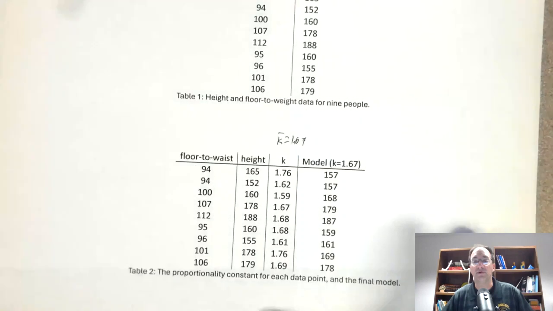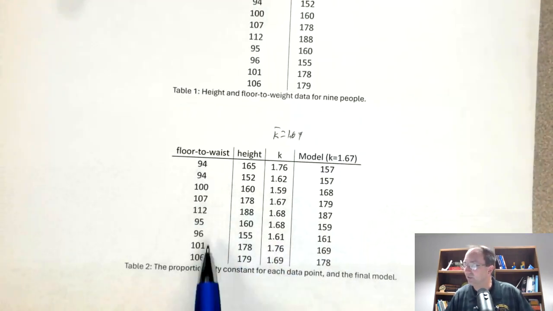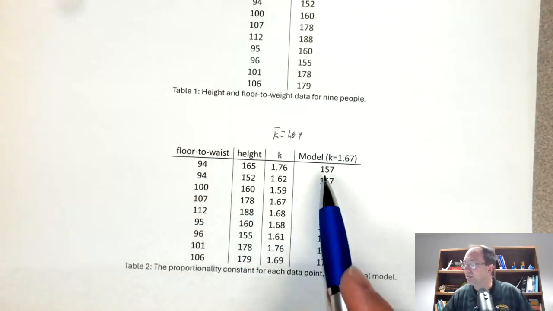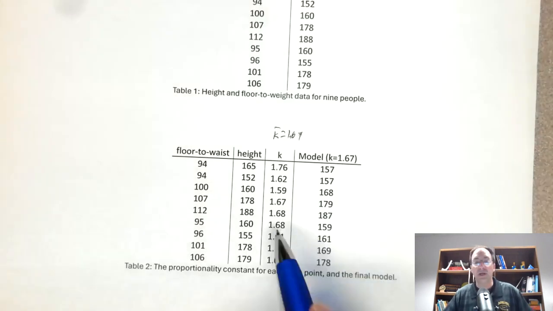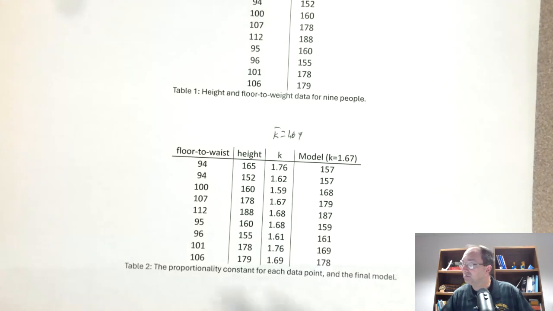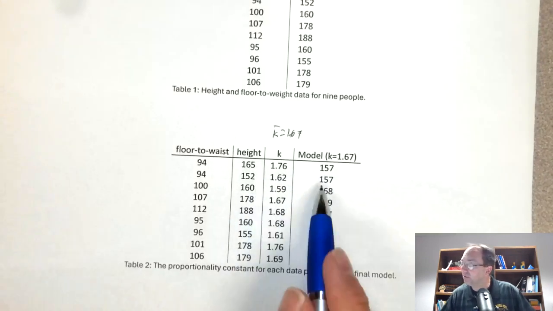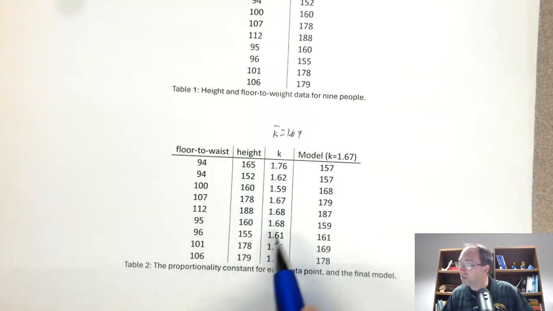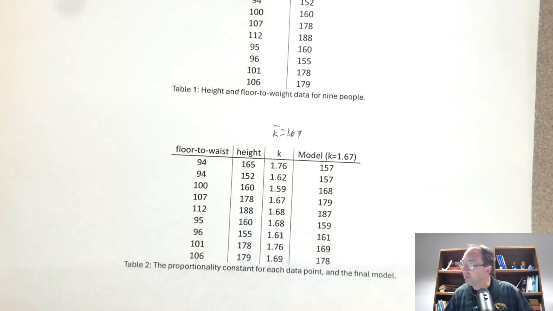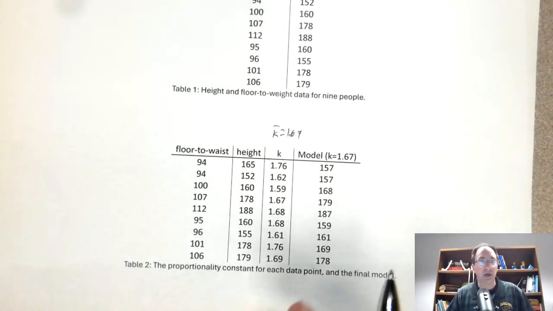And that's what our fourth column here shows: we take each of these floor to waist lengths, multiply by 1.67 to get a prediction. And then we can compare each number and see how good of a job the model did. So here we're about 8 centimeters off. Here we're about 5 centimeters. Here we're only 1 centimeter, 1 centimeter, 1 centimeter, 1 centimeter there, 9 centimeters there. So overall, not too bad. Again, from a percentage error point of view, all that would be less than 10%. We'd like our model to be better than that, and it is.